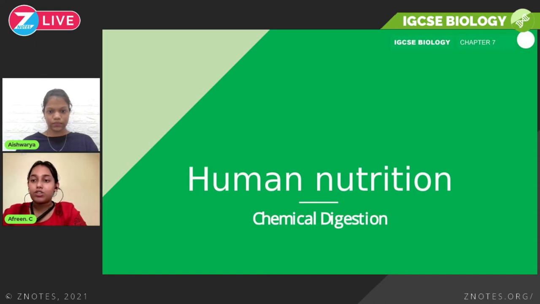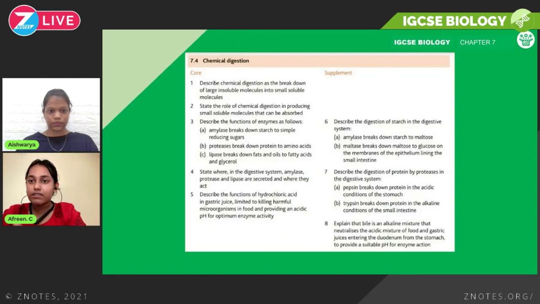Now we're at chemical digestion. The syllabus states that you need to be able to describe what chemical digestion is. You need to know the role of chemical digestion, and you need to describe the function of different enzymes involved in the process of digestion. Then you need to know where each enzyme is produced and where they act. And then you need to know the functions of different acids and bases that are used throughout the digestive system. And then you need to know the digestion of starch, the digestion of protein, and why bile is used.